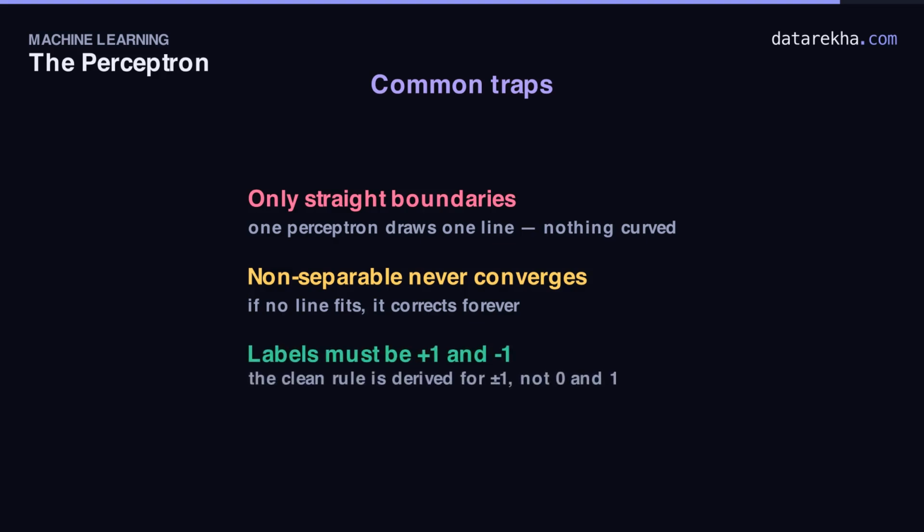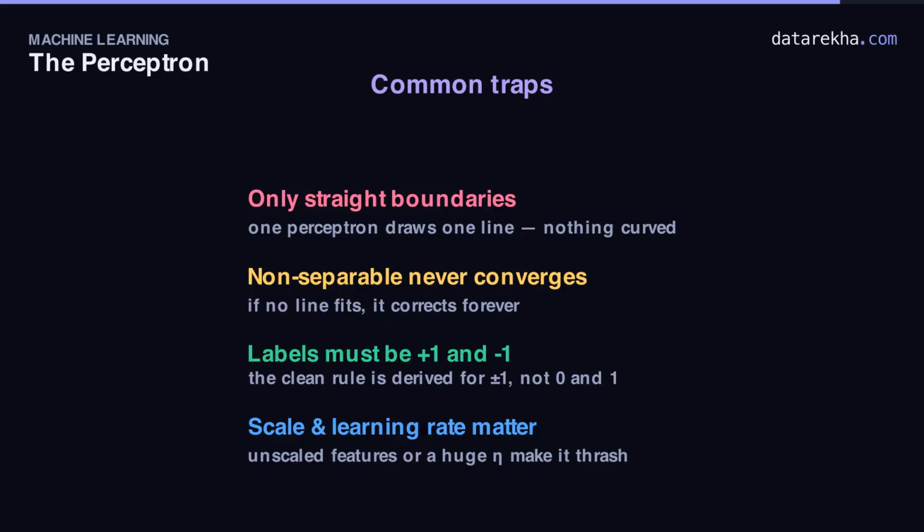Trap 3. Mixing up the labels. The tidy update rule assumes +1 and -1. Swap in 0 and 1 and the error term, and the whole geometry quietly changes. And trap 4. Forgetting the practicalities. If one feature dwarfs the others, or the learning rate is too large, the boundary swings wildly and takes ages to settle. Scale your features. Keep eta modest.